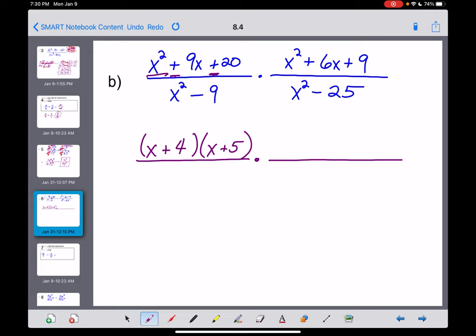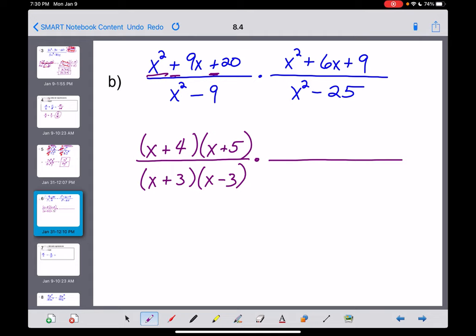Underneath that, x squared minus 9 is another difference of squares. So that's going to factor into x and x. Signs with a difference of squares are always 1 plus, 1 minus. And then the square root of 9 is going to be a 3 here and a 3 here. Okay, half done with the factoring.